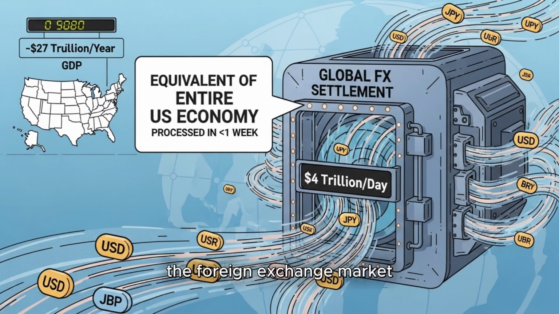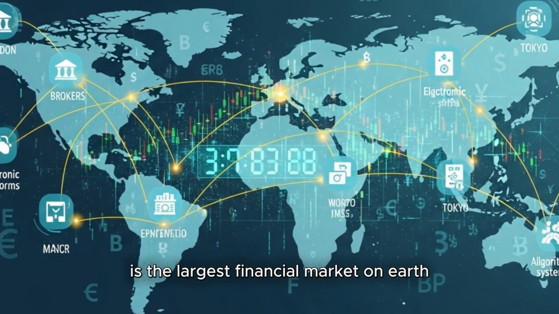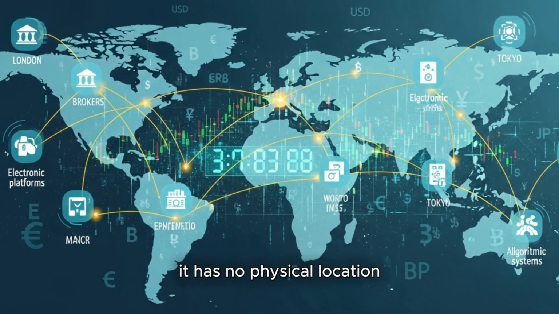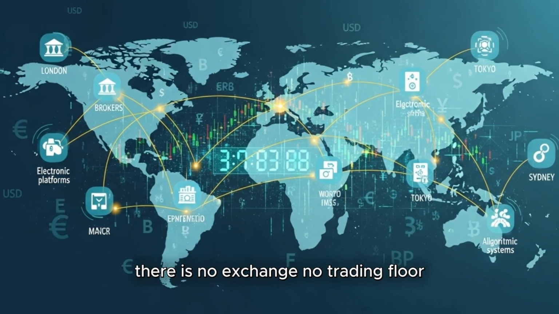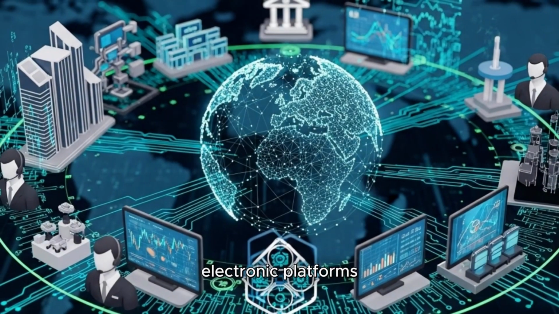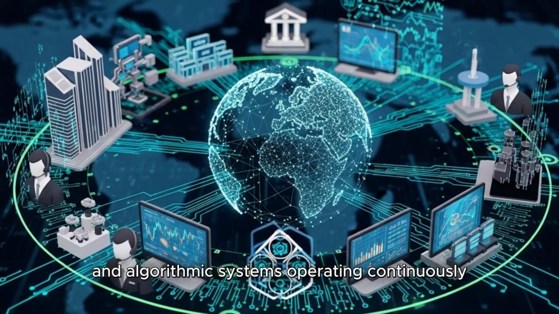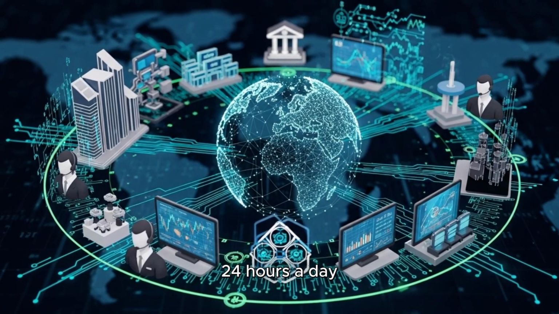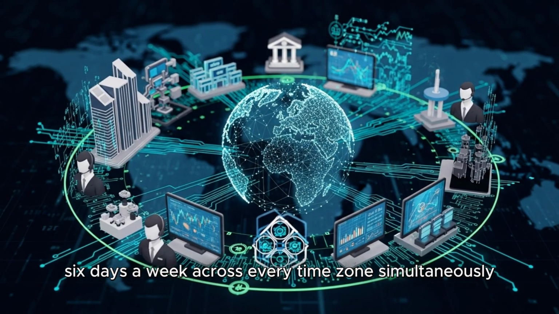Now, the foreign exchange market. The global foreign exchange market is the largest financial market on Earth. It has no physical location. There is no exchange, no trading floor, no building you could identify. It is a network of banks, brokers, electronic platforms, and algorithmic systems operating continuously, 24 hours a day, 6 days a week, across every time zone simultaneously.